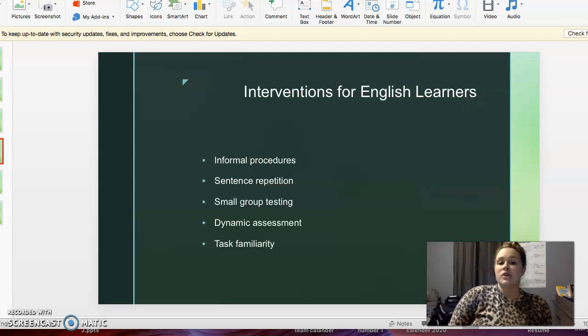And then task familiarity, just making sure that when asking them to do something, they know what to do. So they don't walk in the first day of school and you're saying, read this long page, answer these 5 questions. It's, can you read this short paragraph for me and tell me what it's saying? So just things that are familiar to them, things that they would understand.